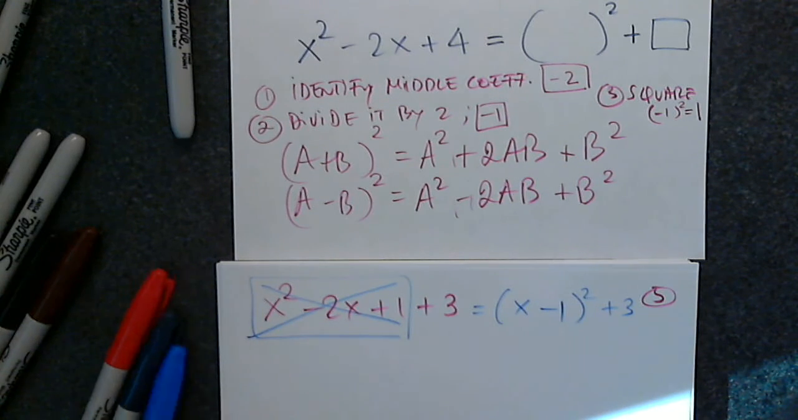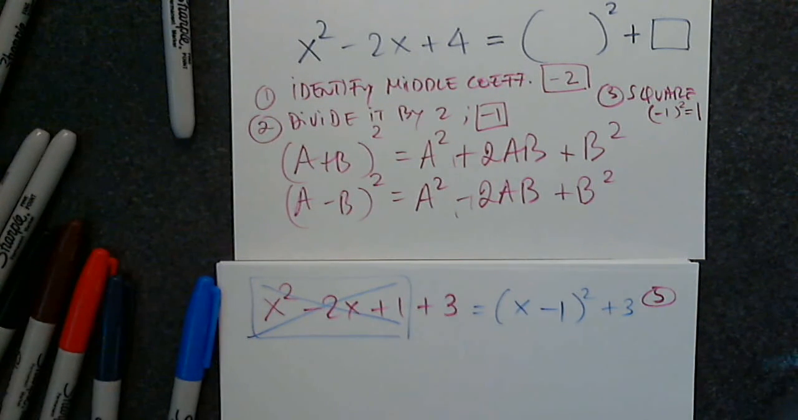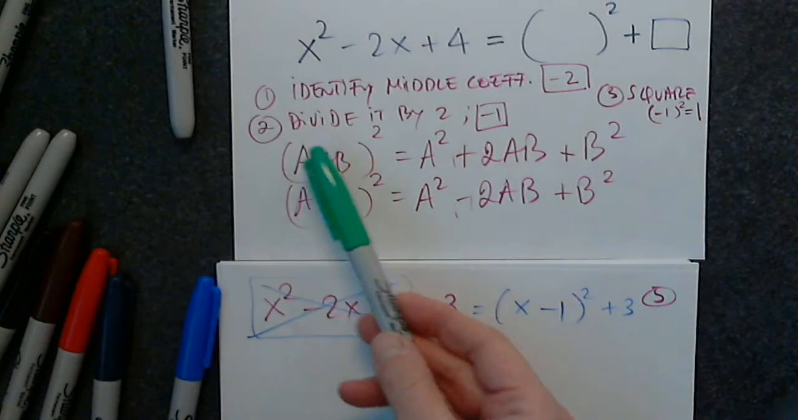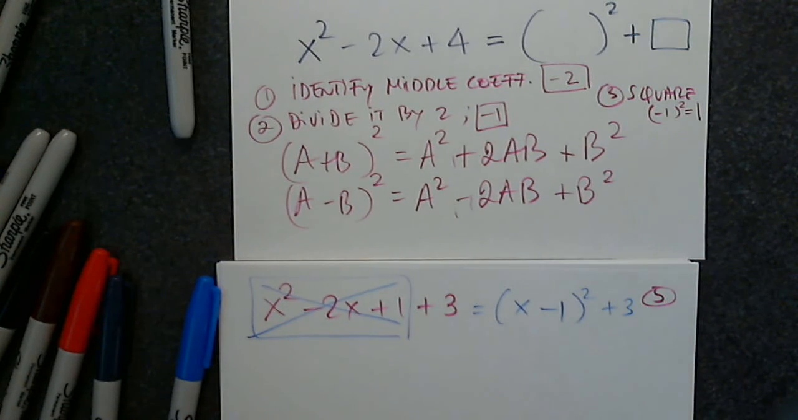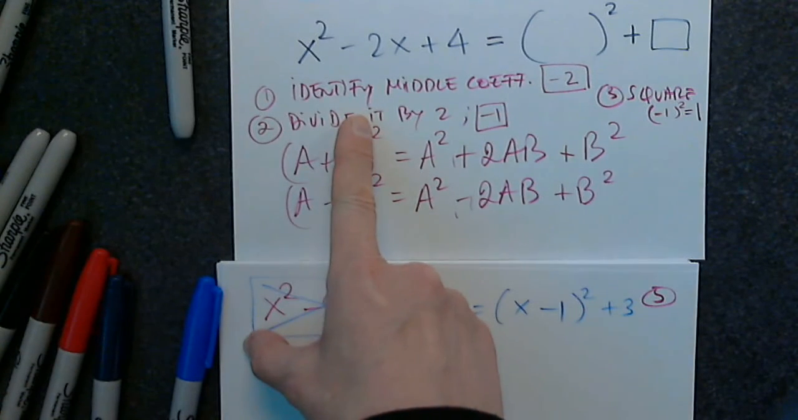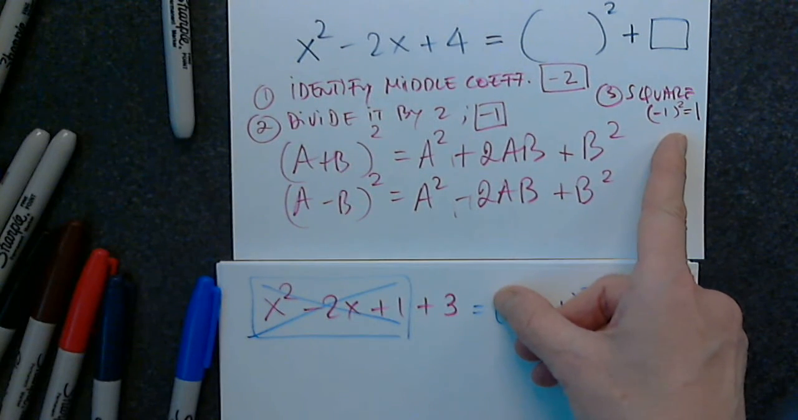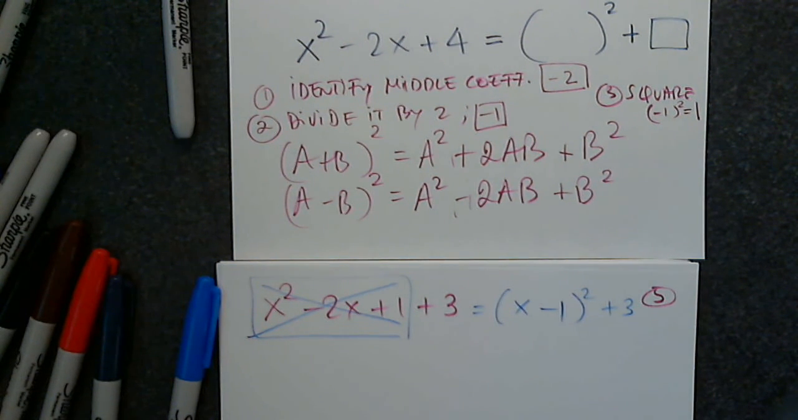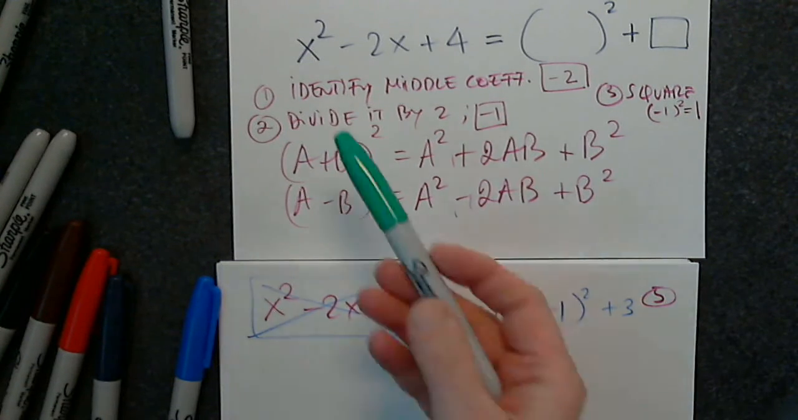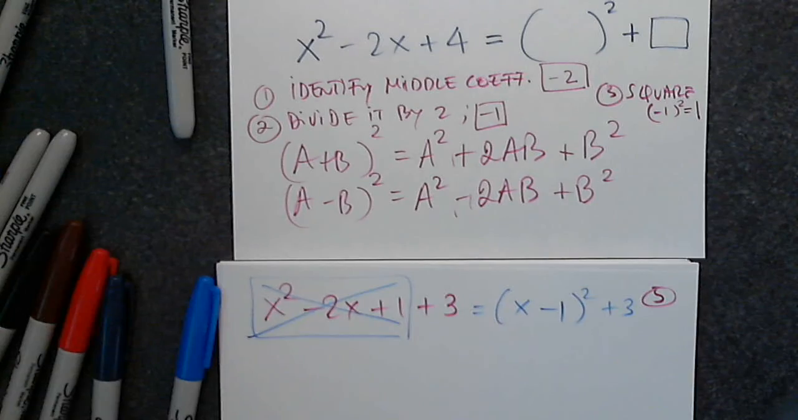Now, how do we apply this method in solving equations? I showed you the method. It has these 3 steps, basically 4 for equations, because I have to add 1 to both sides. So we identify the middle coefficient, we divide it by 2, we square that number, and then we add 1, in this case, to both sides. This was not an equation. I just wanted to show you the method so you know where it's coming from.